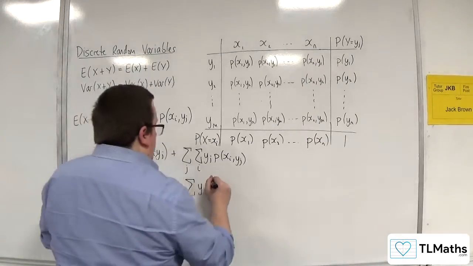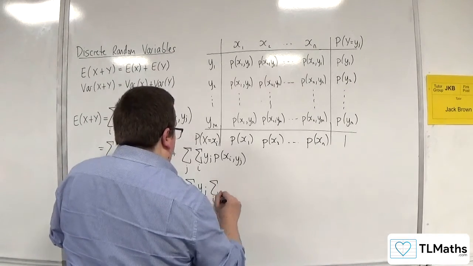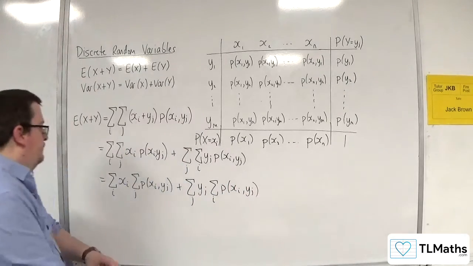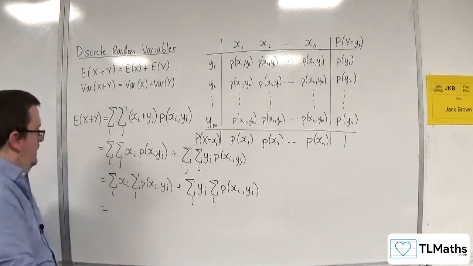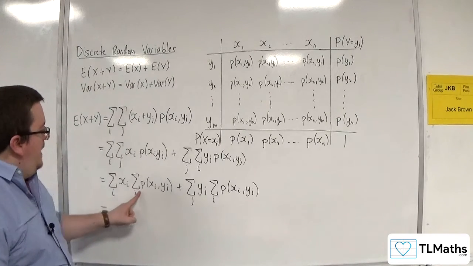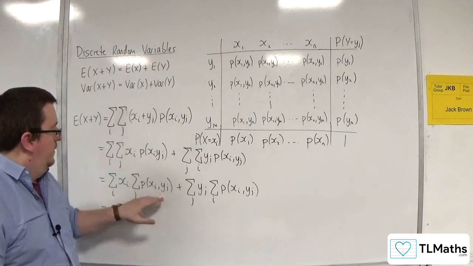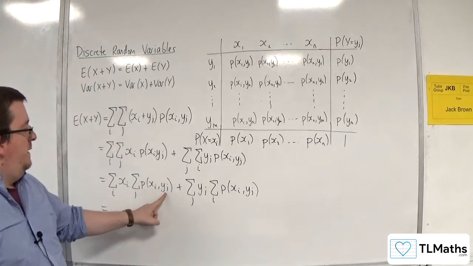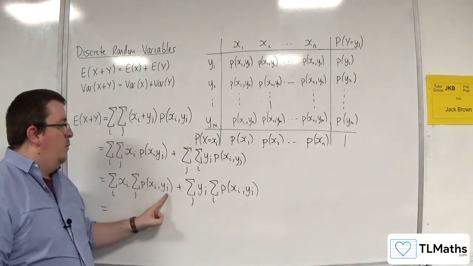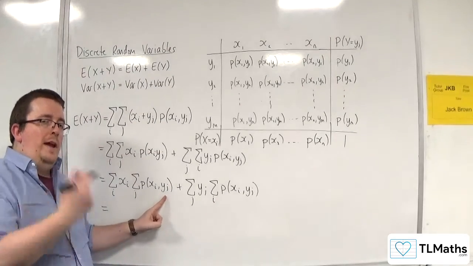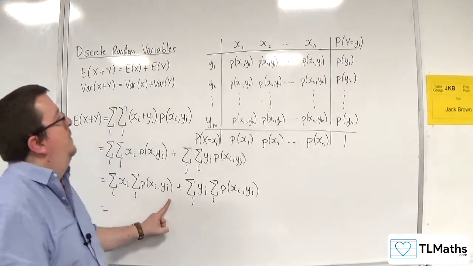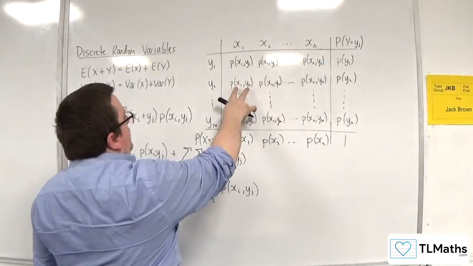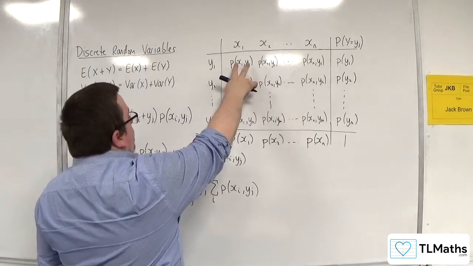And then I can have the summation of the i's of the probability of xi, yj. Now, if I add up all of these with respect to the j's, that means I'm adding up all the y's. So I'm getting xi, y1, xi, y2, xi, y3, xi, y4. So it's these, x1, y1, and so on. It's all of these columns rather.